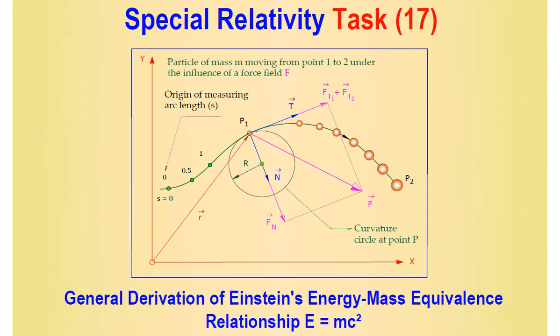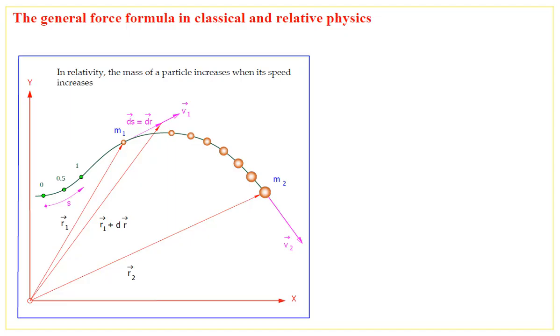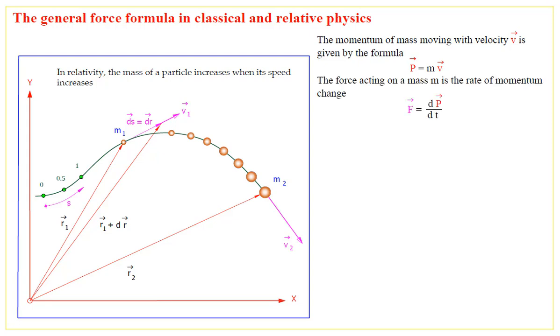Special relativity. General derivation of Einstein's energy-mass equivalence relationship E equals mc². In relativity, the mass of a particle increases when its speed increases. The momentum of mass moving with velocity v is given by the formula. The force acting on a mass m is the rate of momentum change.